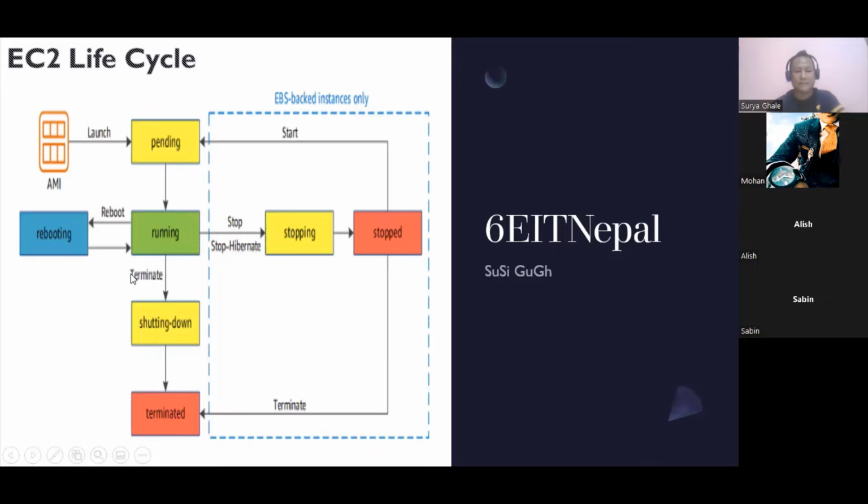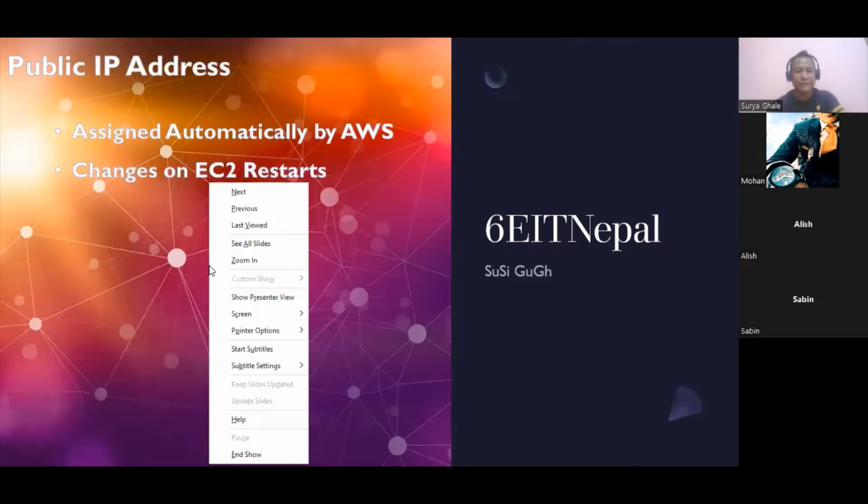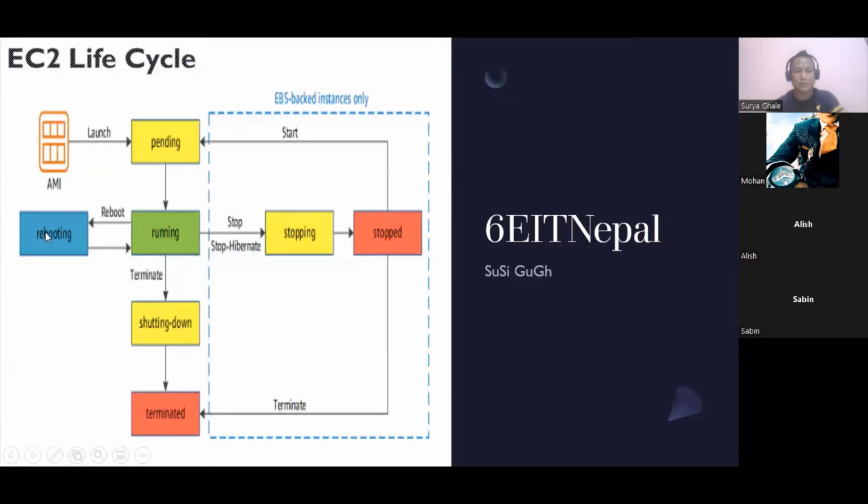Now terminate. What does terminate mean? Terminate means you want to delete the EC2 instance. So when you terminate, it will be terminated. A running instance you can directly terminate, or you can terminate a stopped instance. A running instance can also be rebooted. You can say reboot and it will reboot. We have already done this phase. Today we'll be seeing this phase, and reboot also.